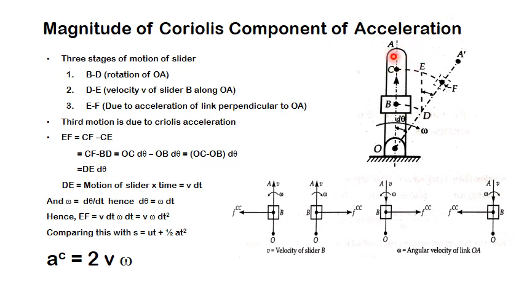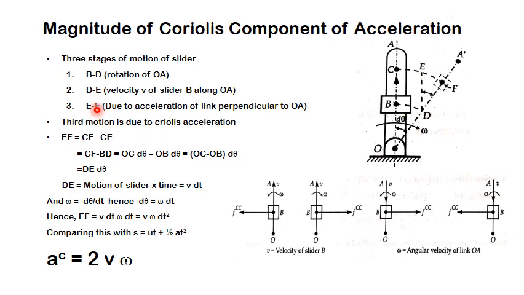So suppose I turn this link by, say, an angle d theta, and B is also moving with certain velocity. Now there are three stages of motion for the slider. One is the slider moves from B to D because of angular velocity of link OA. So the slider moves from B to D because of rotation of OA. Then it also moves from D to E along link OA because of velocity V of slider along OA. So along OA, the slider has velocity V, so that's why it moves from D to E.